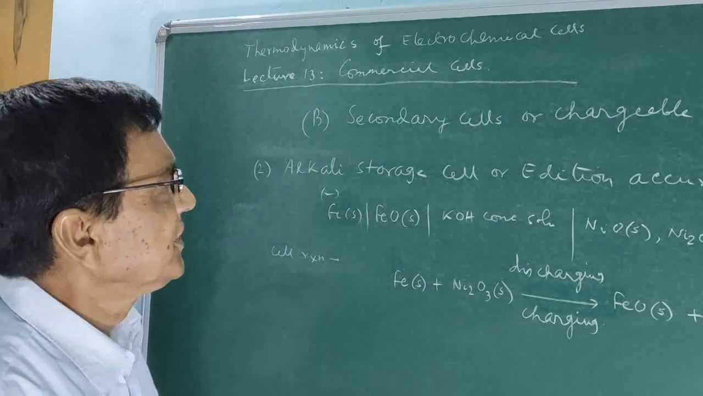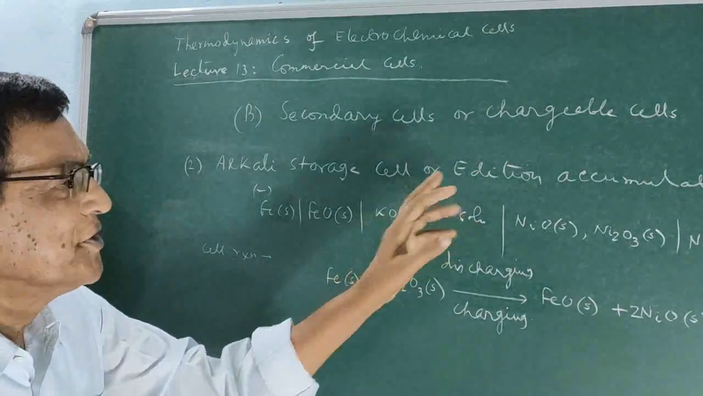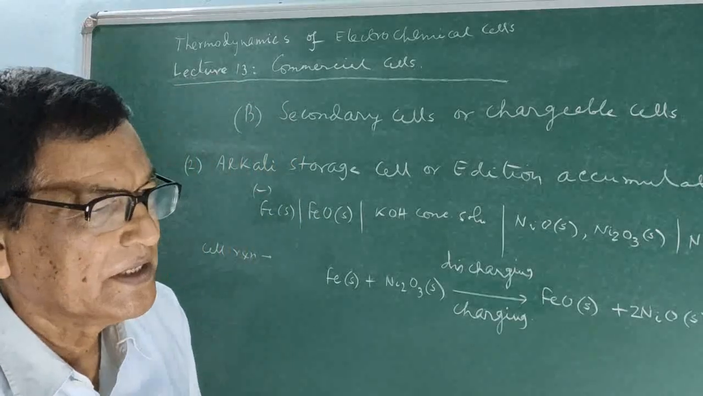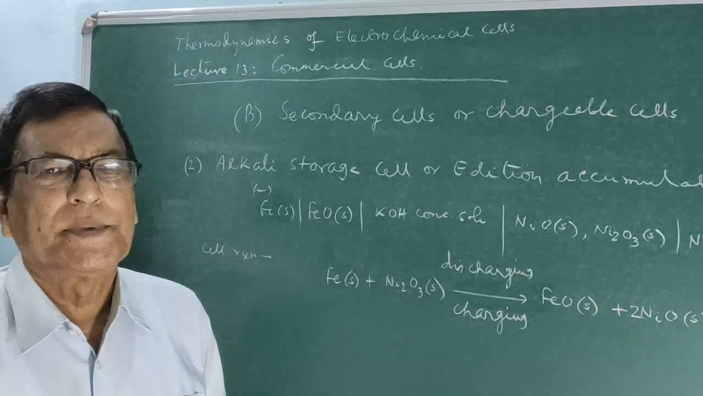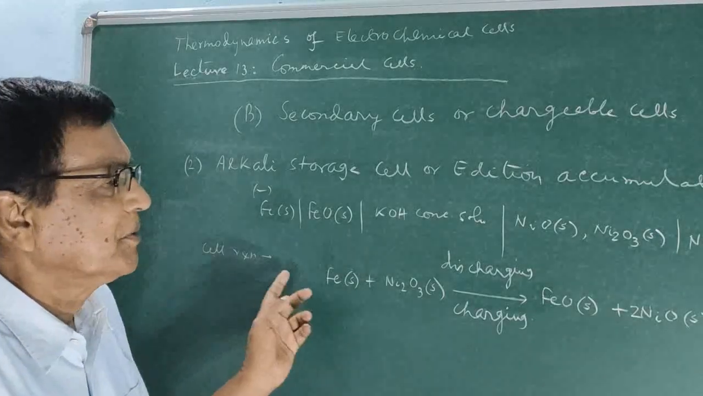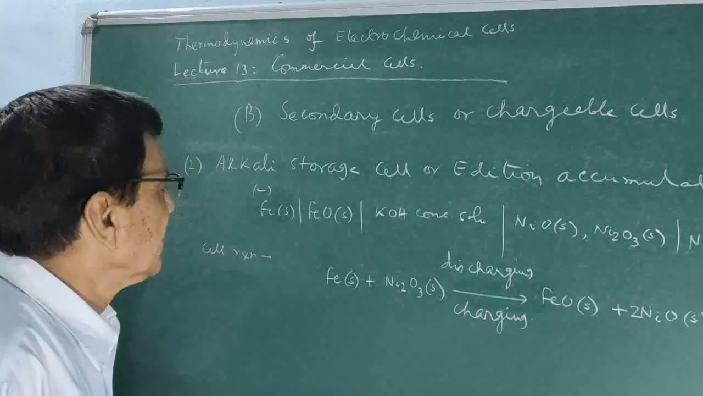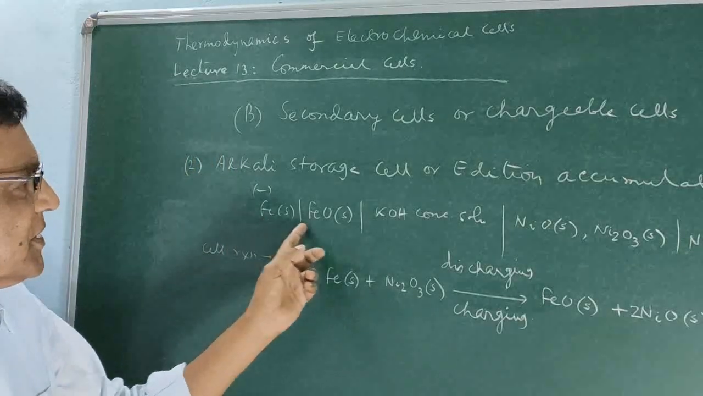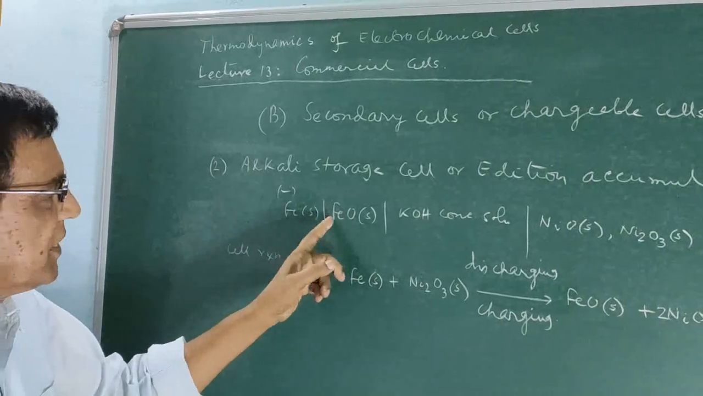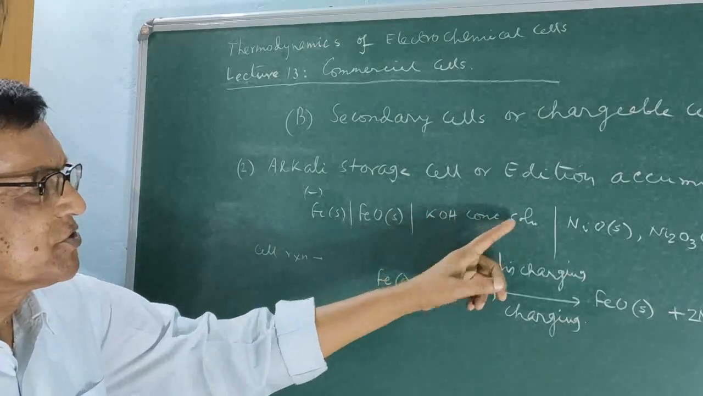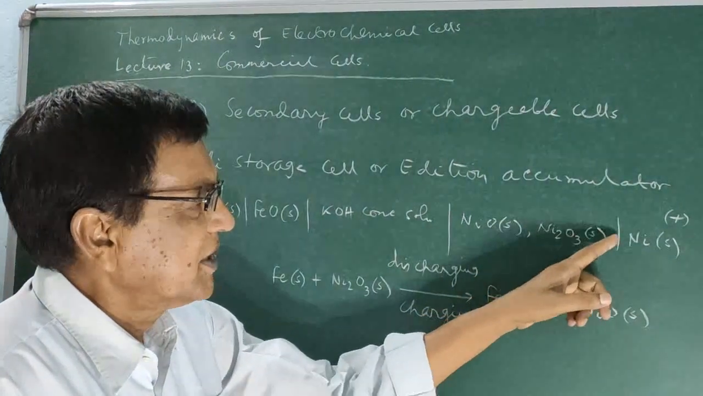The second type of secondary or rechargeable cell is the alkali storage cell, sometimes called the Edison accumulator. This cell is also popular and can stand rough handling, but its cost is a little high due to the presence of nickel, which is a costly metal. The cell consists of ferrous iron and ferrous oxide, a concentrated solution of potassium hydroxide, and nickel oxide, dinickel trioxide, and nickel.